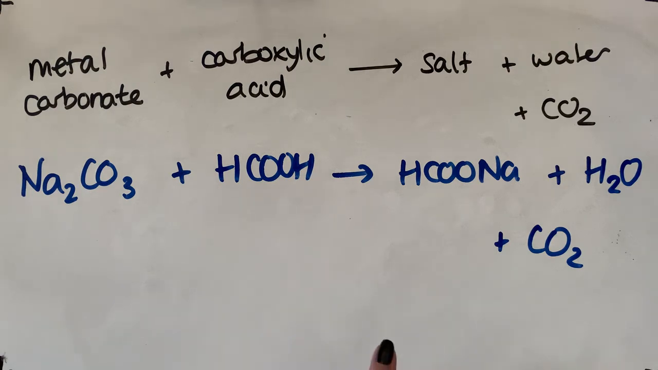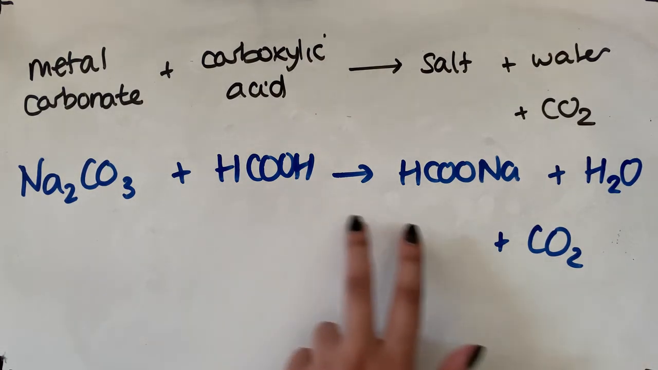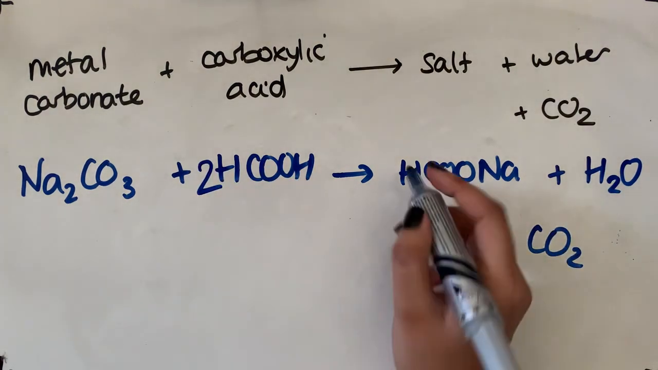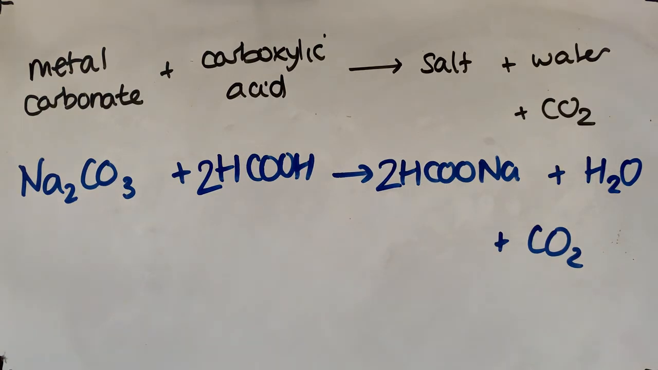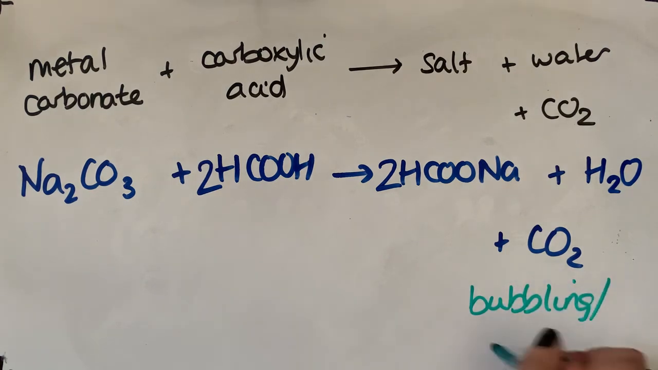At the moment, we've got 1, 2. You've got 2 hydrogens there. You've got 1, 2, 3 hydrogens there. So you need to have 2 lots of this, and therefore 2 lots of that as well. Okay. This reaction, in terms of the observations, given that it's producing carbon dioxide gas, you should observe effervescence or bubbling. You can use either of these words.